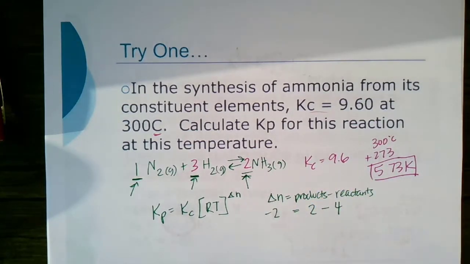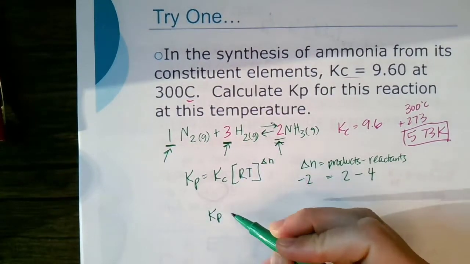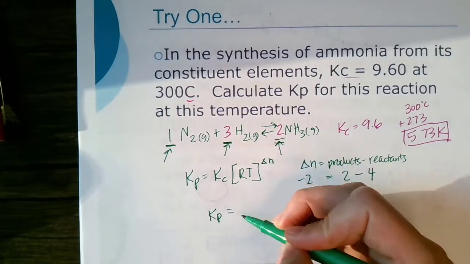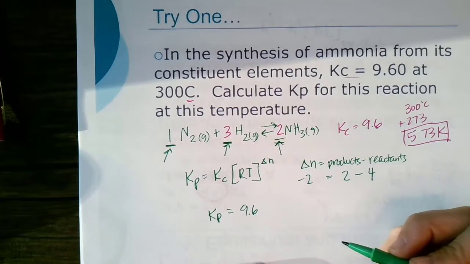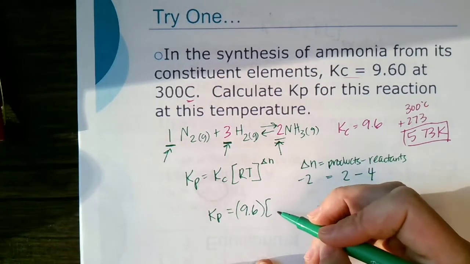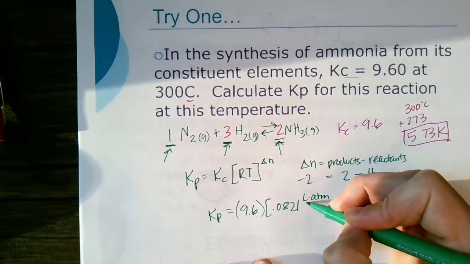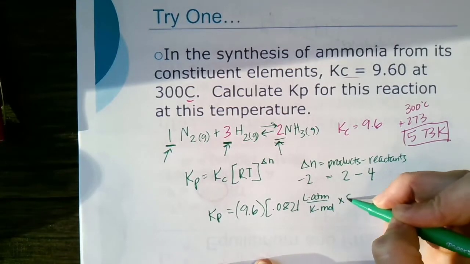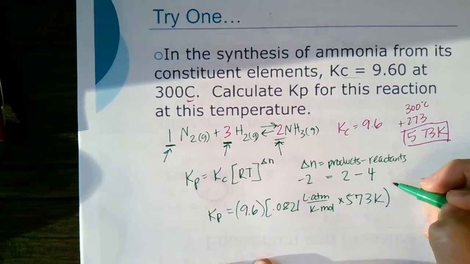All right, so now it's just plugging in what we know. Kp, the pressure constant for this reaction at this temperature, I would plug in my Kc, 9.6. Again, there's no units attached to it. And then I'm going to put in my 0.0821 because that's liters, atm, per Kelvin, mole, times 573 Kelvin, and that's all raised to a power of -2.